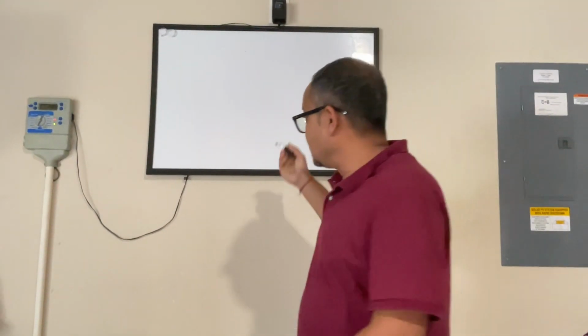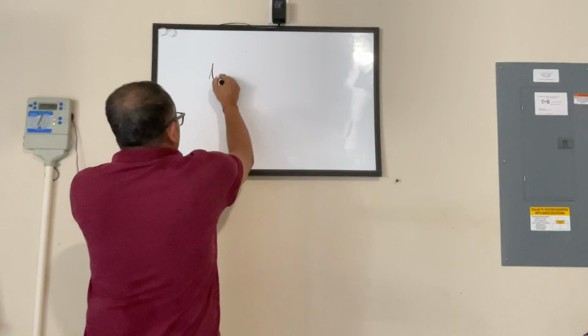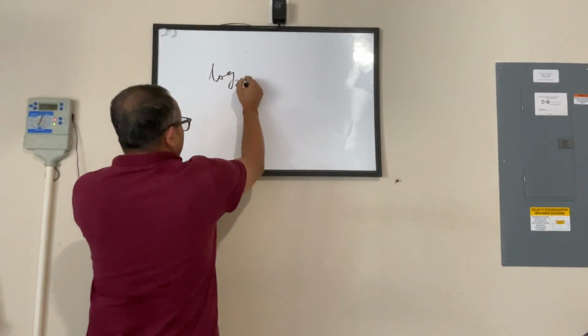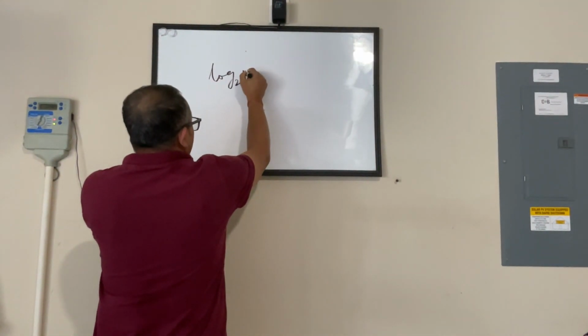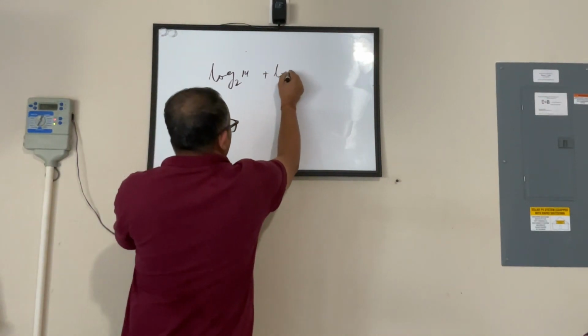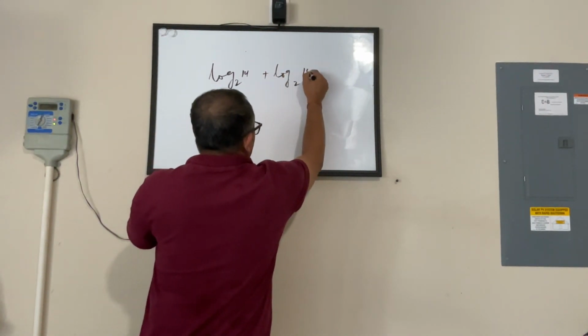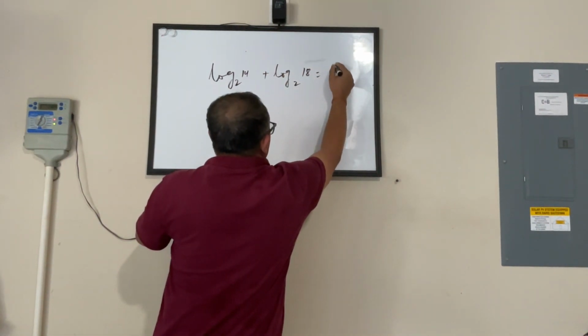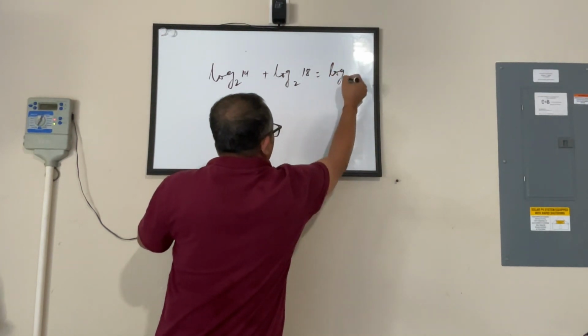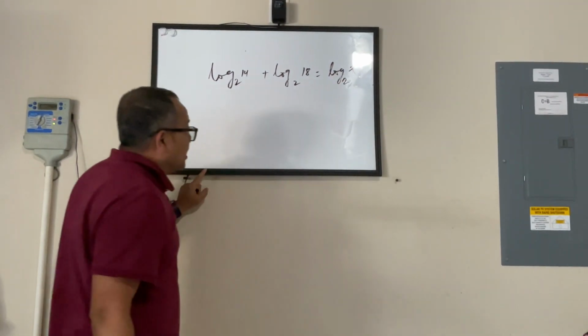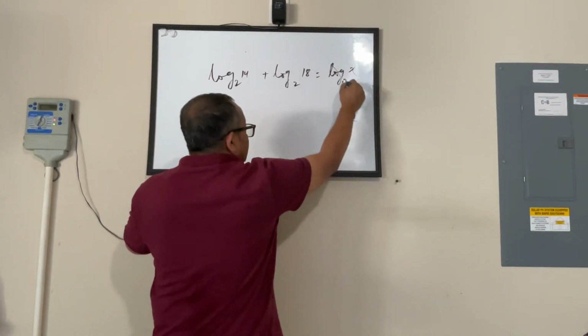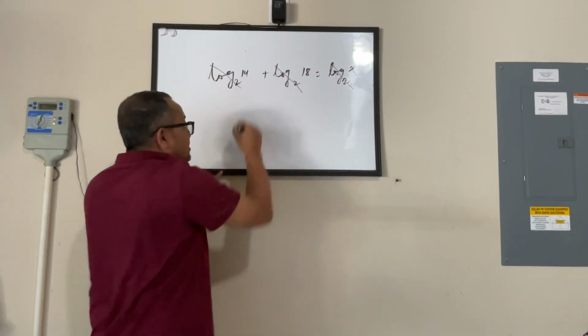I will keep it honest and transparent. So a situation like this: log 2 to the power 14 plus log 2 to the power 18 equal to, let's say, log 2 to the power x. I was saying that we can cancel this, this and this.